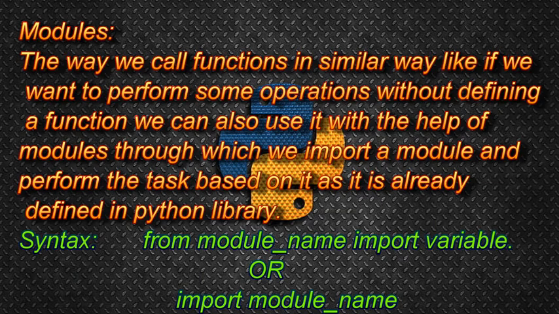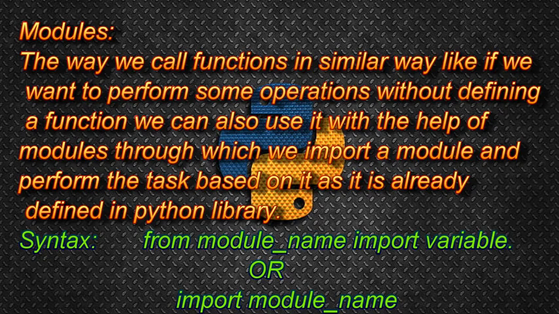We have understood how we can define a function and how we can give arguments to the function. Similarly, we have modules. A module is similar to a function, but the difference is that we can get the sets from the library of Python and then perform tasks based upon it. Modules are basically used if we want to use some functions which are inbuilt in the library, for example a math function which is already built into the library. The basic syntax of a module is from module name import variable, or we can simply write import module name.